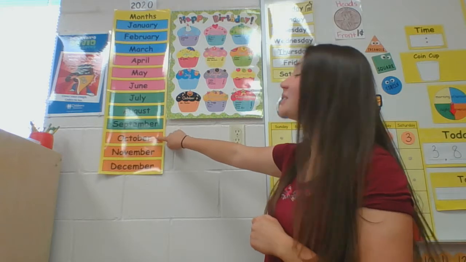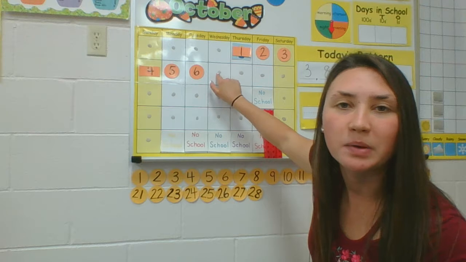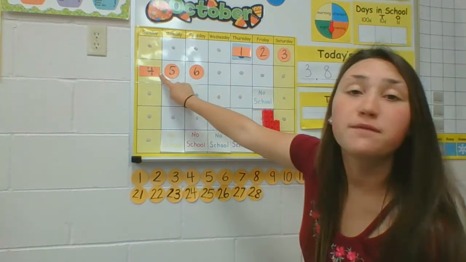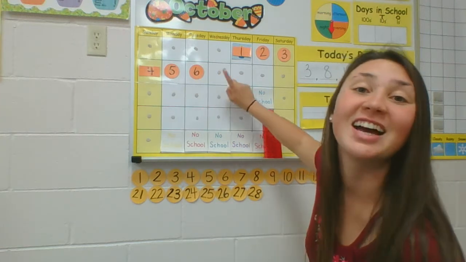That means that today, what month are we in today? Do you know? Or remember? October. That's right. So, speaking of October, what day are we in October? Let's count to find out. This is yesterday, so we'll count to find out today. Ready? Count with me. 1, 2, 3, 4, 5, 6, 7. That's right. Today is October 7th. 7th. That's how you say it.